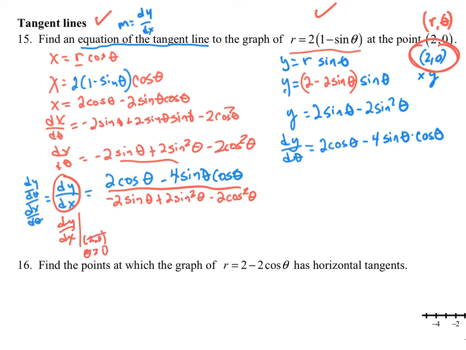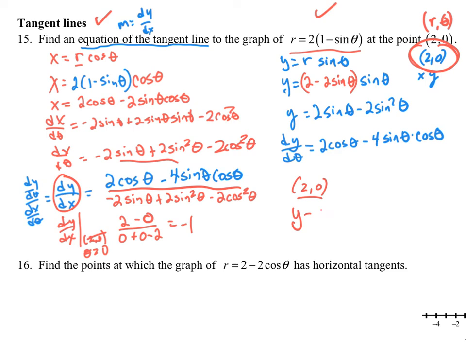So I don't need that anyways. But then I plug in 0 for theta, and I'm going to get 2 minus 0. And wherever I see the sine, this is going to be a 0 plus 0 minus 2. So my slope is negative 1. What's the point? Well, the point is also going to be 2, 0.